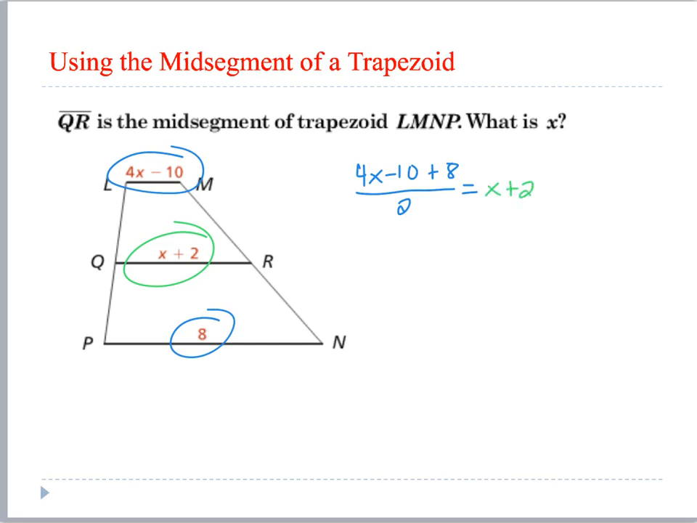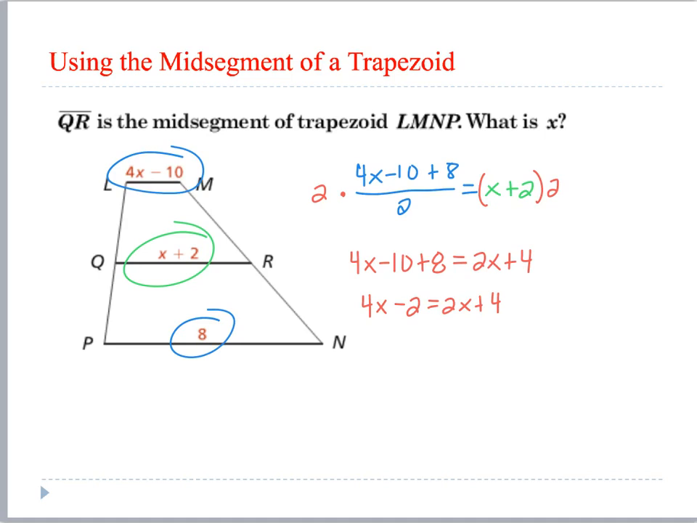plus 2. All right, so now I have an equation I need to solve. First, I get rid of that divided by 2, so we need to multiply both sides by 2. On the left, we're left with 4x minus 10 plus 8. And 2 times x plus 2, remember we have to distribute, 2x plus 4. Now I will combine my like terms on the left. Negative 10 plus 8 is negative 2 equals 2x plus 4.